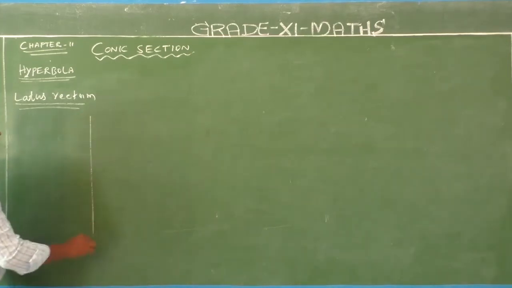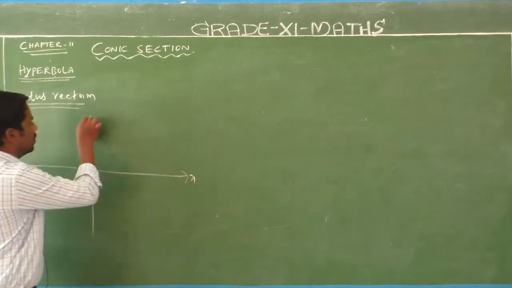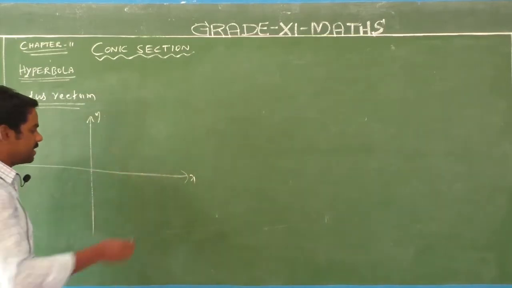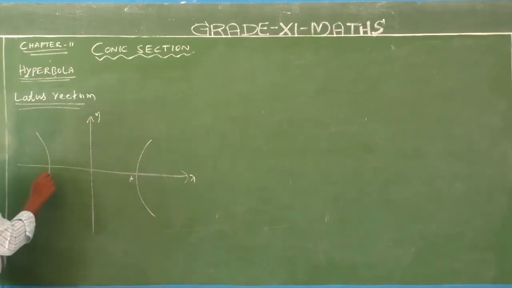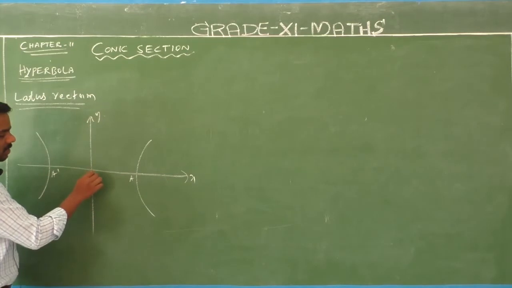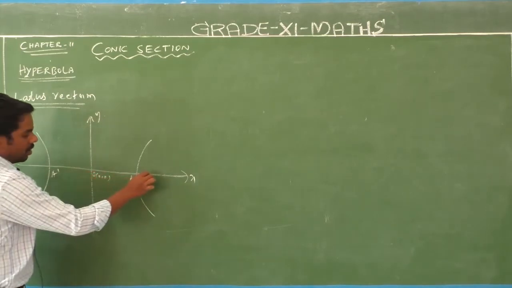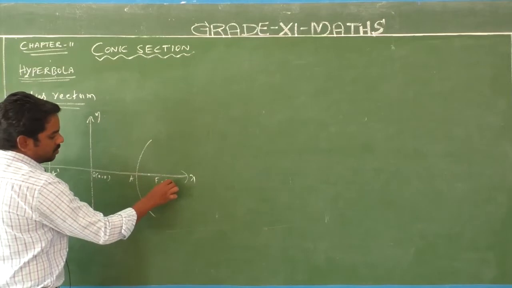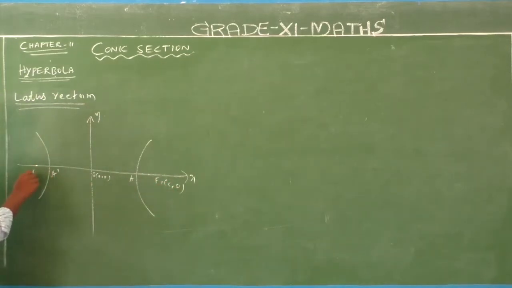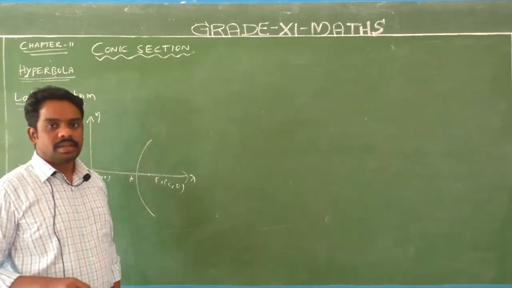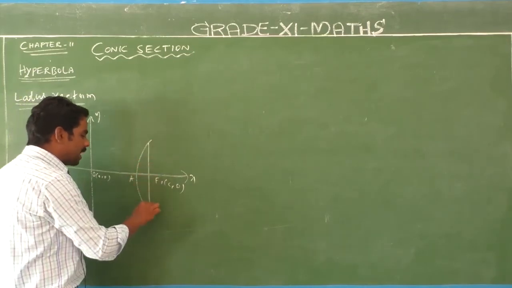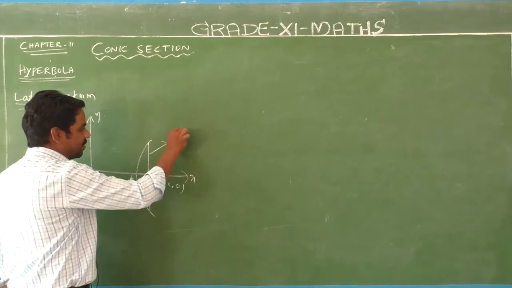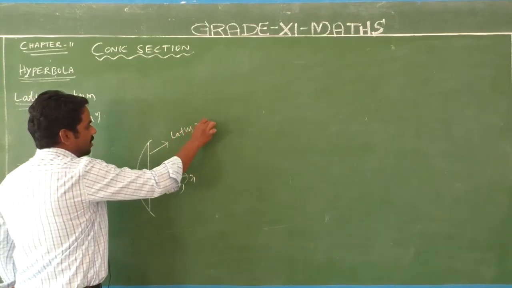Listen. Let's take any one hyperbola. Here the x-axis is the transverse axis. This is the hyperbola, A and A dash are the vertices, and the center is 0, 0. F1 is c, 0 and F2 is minus c, 0. The line is perpendicular to the x-axis and passes through any one focus. This line is the latus rectum.